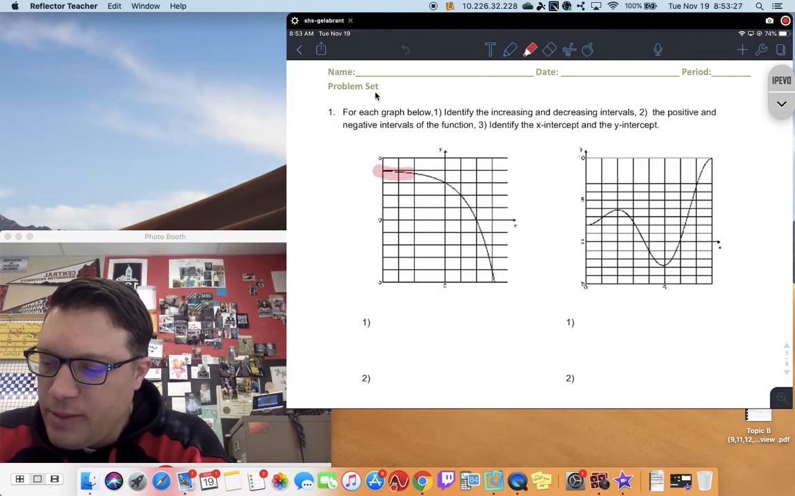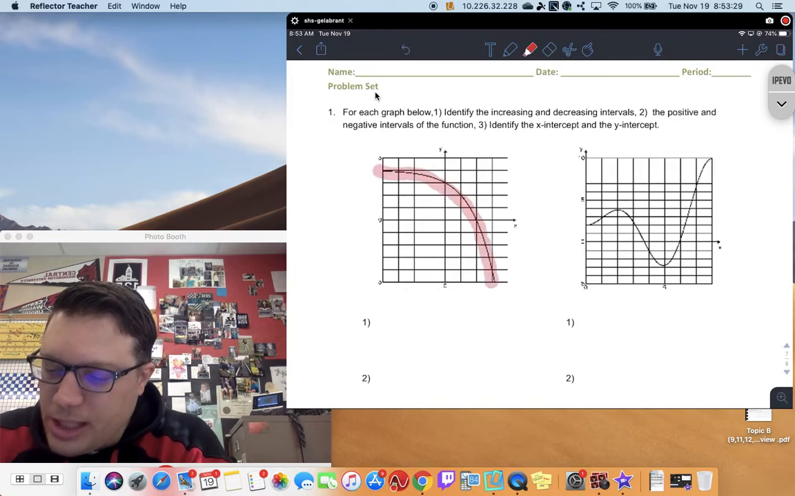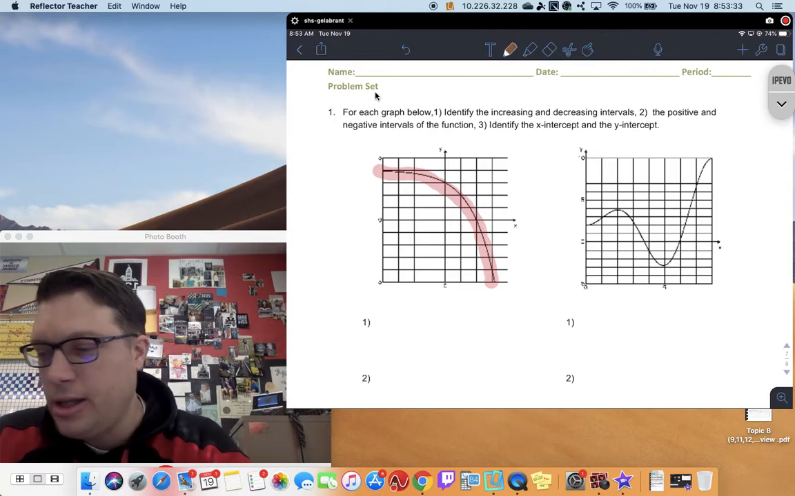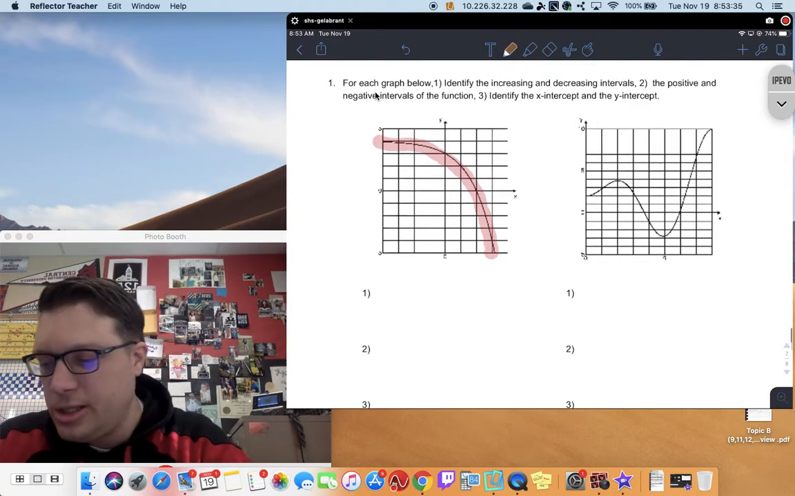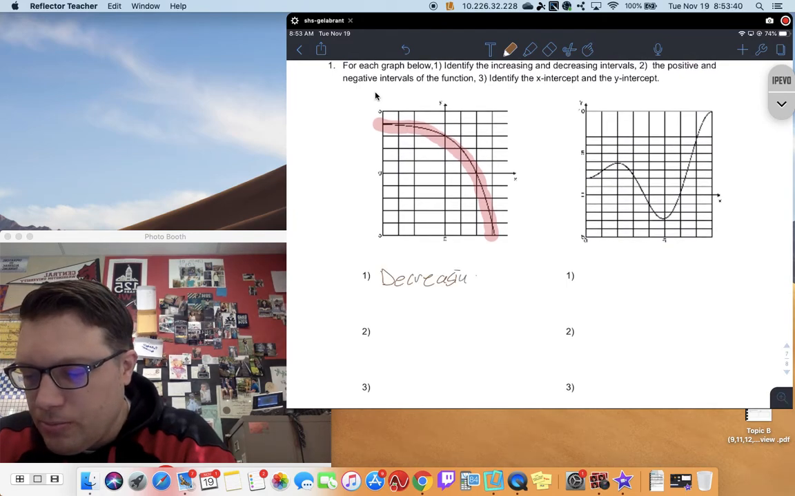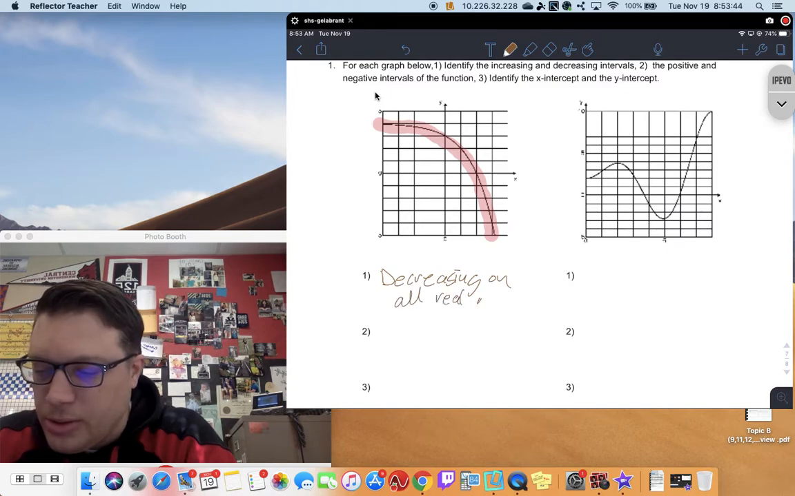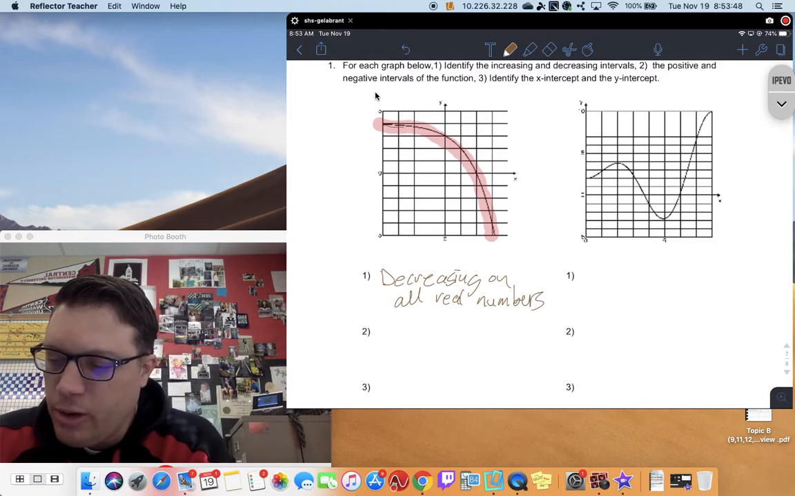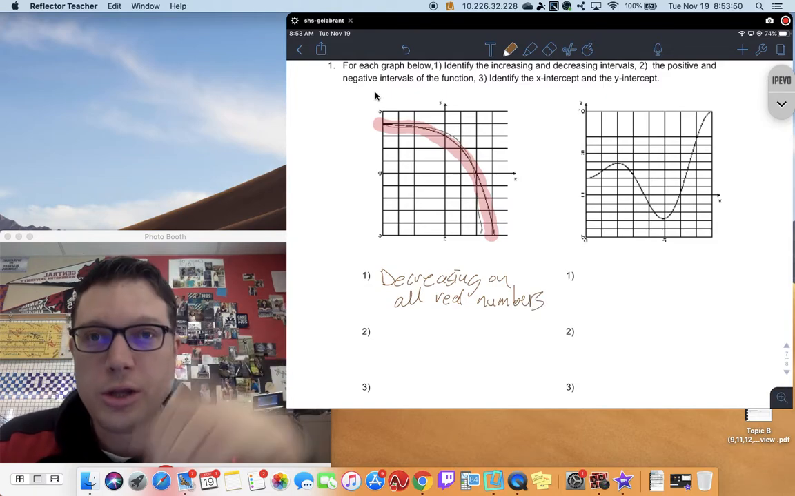But if I think about tracing this function here, it seems like it's always headed over and down. So for the person answering where this function is decreasing, it's just decreasing on all real numbers. That means it's never increasing. The function always is over and down as we trace out the path.